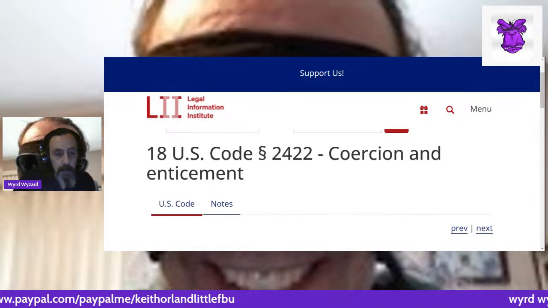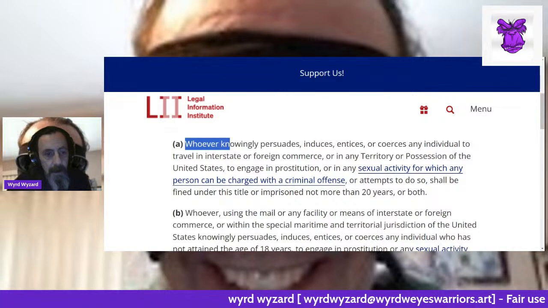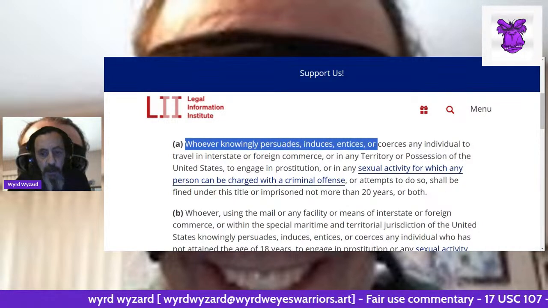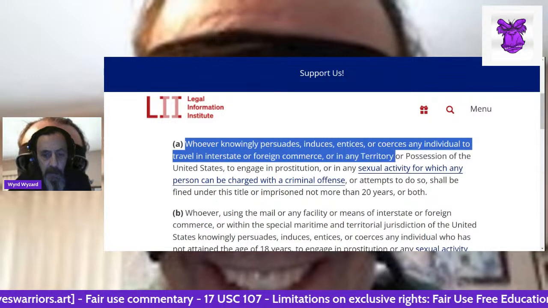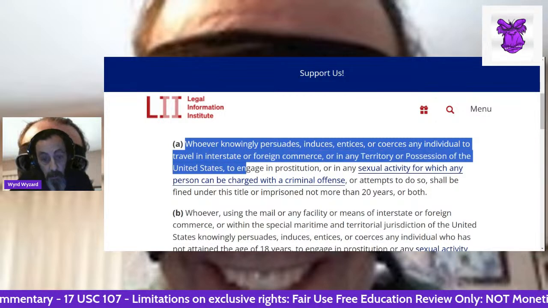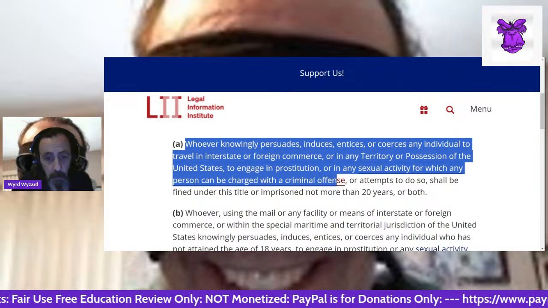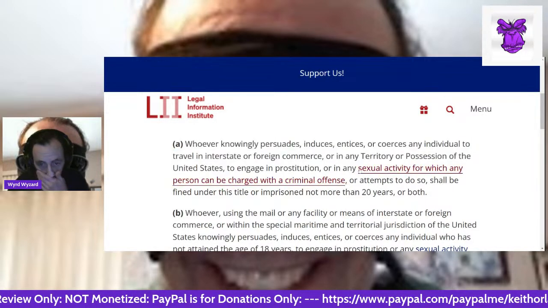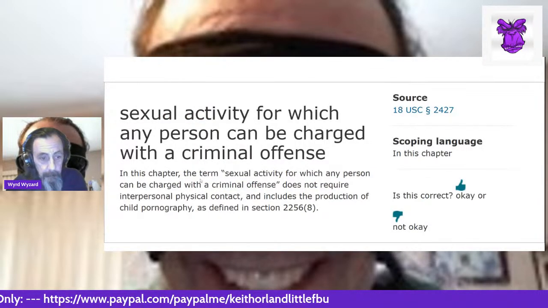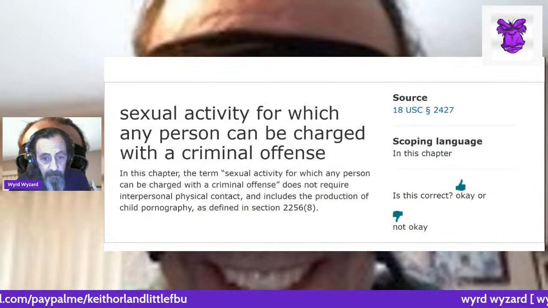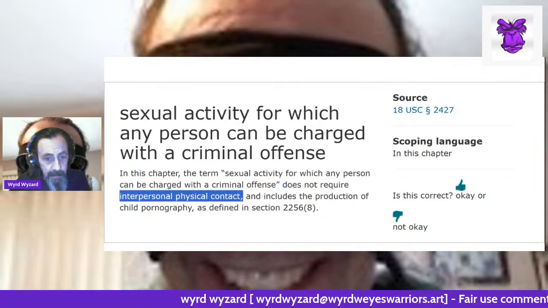And 18 U.S. Code 2422, coercion and enticement. Whoever knowingly persuades, induces, entices, or coerces any individual to travel in interstate or foreign commerce, or in any territory or possession of the United States, to engage in prostitution or in any sexual activity for which any person can be charged with a criminal offense. In this chapter, the term sexual activity for which any person can be charged with a criminal offense does not require interpersonal physical contact.